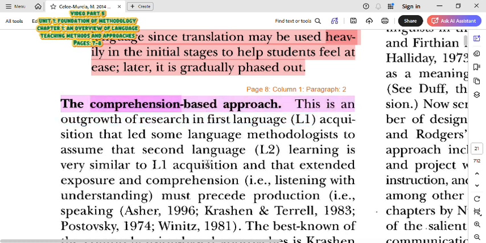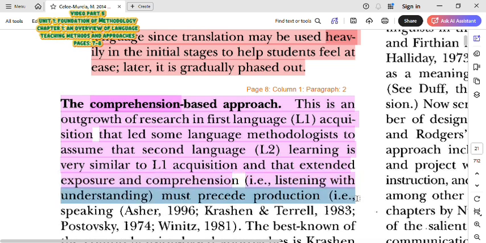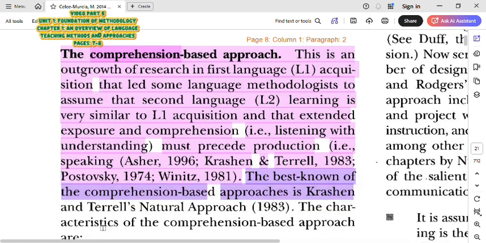The comprehension-based approach. This is an outgrowth of research in first language or L1 acquisition that led some language methodologists to assume that second language or L2 learning is very similar to L1 acquisition and that extended exposure and comprehension, i.e., listening with understanding, must precede production, i.e., speaking. (Asher, 1996; Krashen and Terrell, 1983; Postovsky, 1974; Winitz, 1981.) The best known of the comprehension-based approaches is Krashen and Terrell's natural approach (1983).